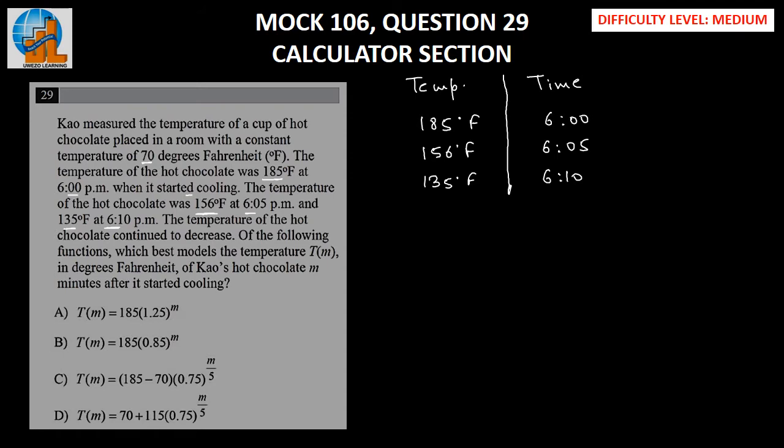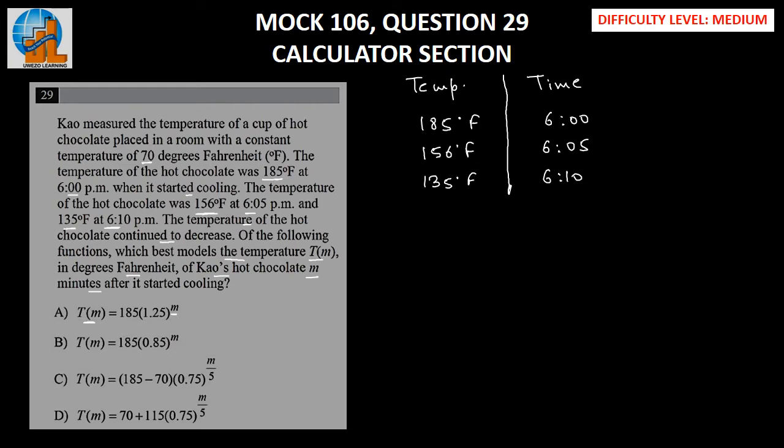Now we need to find out the temperature of the hot chocolate as it continued to decrease, and we need to find out which of the following functions best models the temperature T(m) in degrees Fahrenheit of Cow's hot chocolate m minutes after it started cooling. So if we look closely at our options, finding out these options would be slightly difficult, but one thing that we can do is substitute the value of m here and find our T(m).